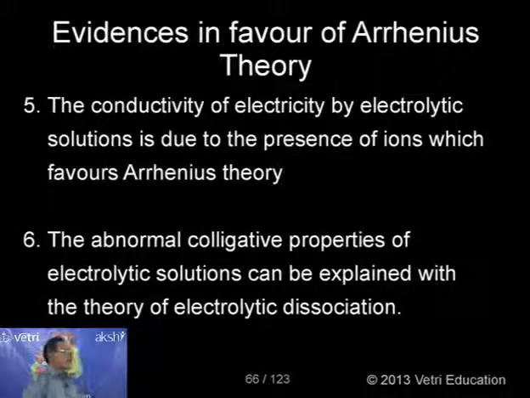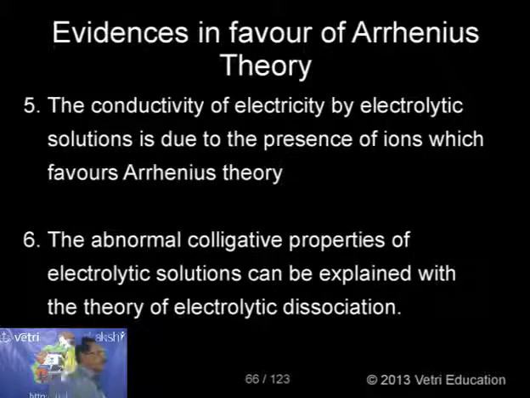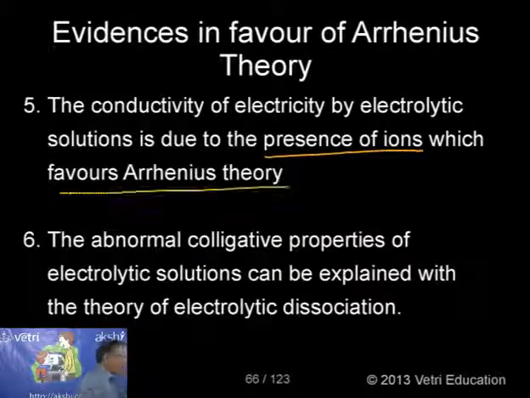The next one, fifth one. The conductivity of electricity by electrolytic solutions is due to the presence of ions, which favors the theory. When you come to plus 2, you will be studying electrochemistry. There are two types of conductors: one is metallic conductors, another is ionic conductors. In metallic conductors, electrons are responsible, and in electrolytic conductors, ions are responsible. So ions are responsible for conductivity, which favors Arrhenius's theory. Very interesting information, evidence.